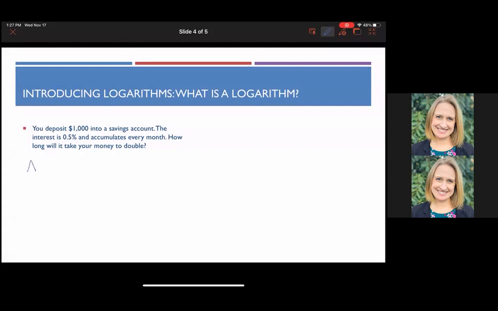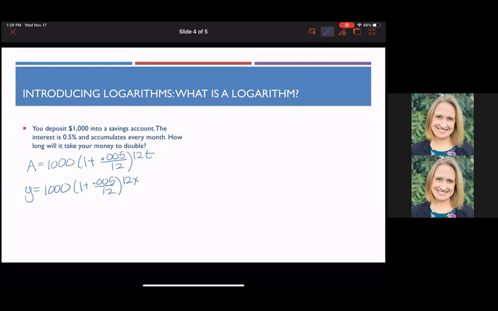Here with our compound interest formula, we get A equals 1,000 times (1 plus 0.005 divided by 12) to the 12t. You can change the A and the t to x's and y's if that's more comfortable for you. That way it looks the same. And now we can simplify this or not.